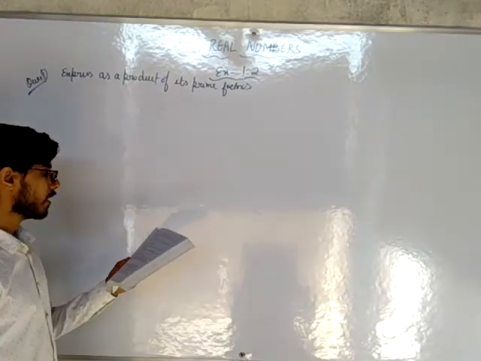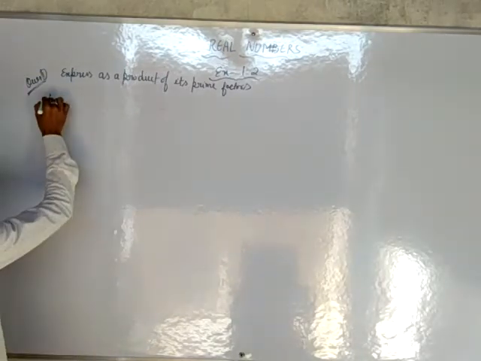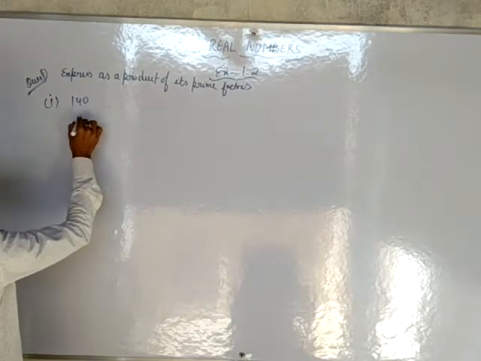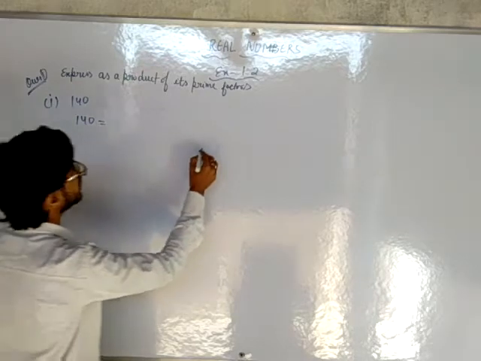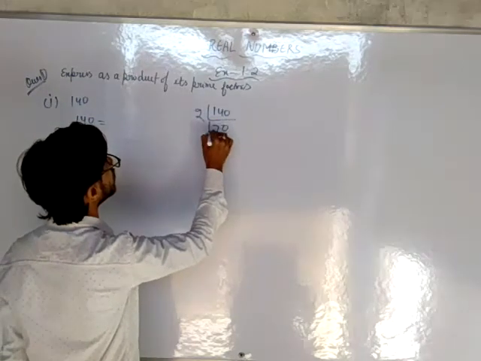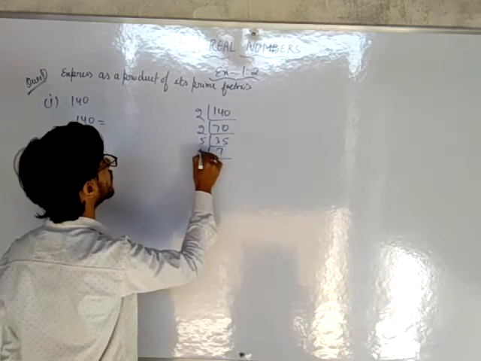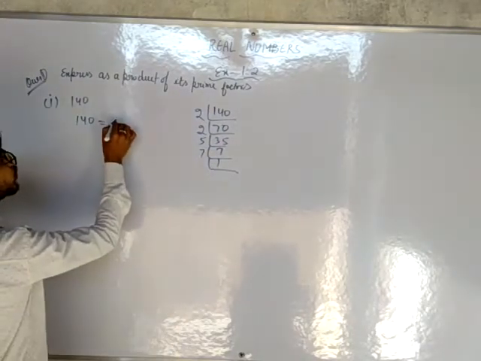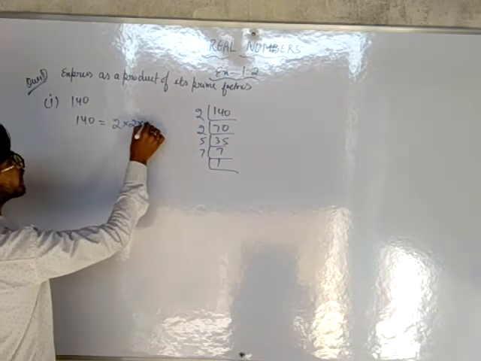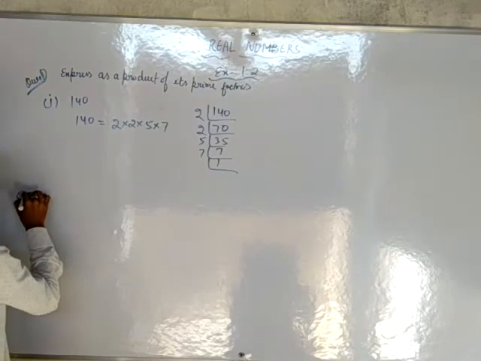First question says express each number as a product of its prime factors: 140. First part, 140. Do we have the prime factors of 140? 2 sevens are 14, 0. 2 threes are 6, 2 fives are 10. 5 sevens are 35, 7 sevens are 7. So express it as 2 into 2 into 5 into 7. Done.